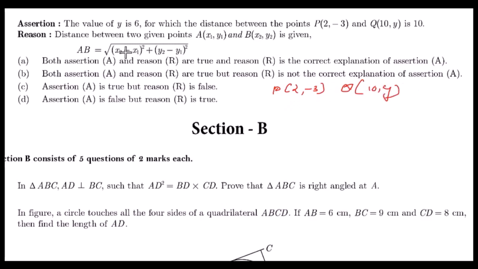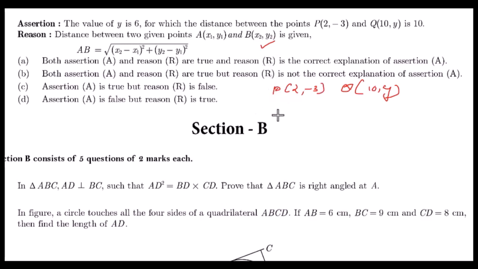So here, what is given in the reason? The distance between two given points A(x1, y1) and B(x2, y2) is AB equal to the square root of (x2 minus x1) whole square plus (y2 minus y1) whole square. This is the distance formula. This reason is correct because if we want to find the value of y, we have to use this formula alone. So the reason is correct. Let us check whether the assertion is correct or not.